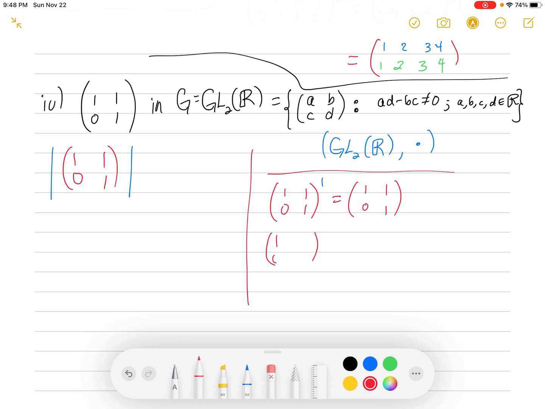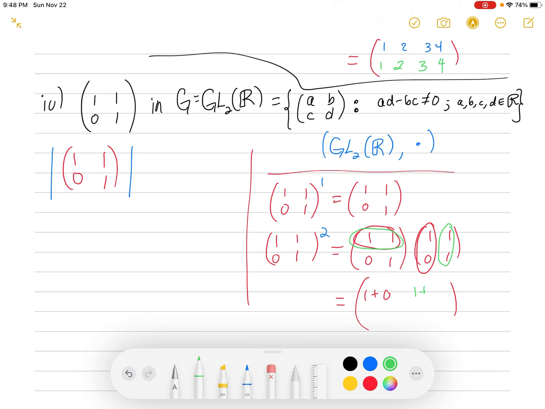So I'm going to do it to the second power. [1, 0, 1, 1] to the second power. So I'm going to have 2 copies of that [1, 0, 1, 1], [1, 0, 1, 1]. So how do you multiply matrices? First row, first column is going to be 1 times 1 is 1 plus 1 times 0 is 0. I'm going to do the first row, the second column. 1 times 1 is 1 plus 1 times 1 is 1.